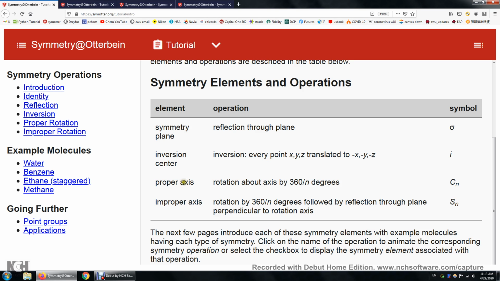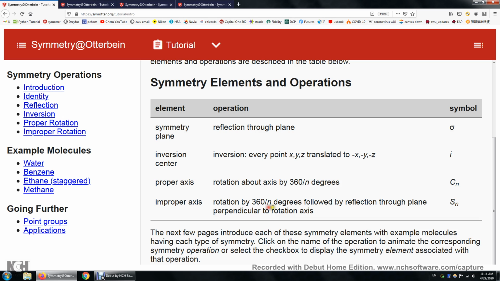Proper axis with a symbol C sub n. This means we rotate about this axis by 360 divided by n degrees. If you have C sub 5, that means you rotate by 72 degrees.